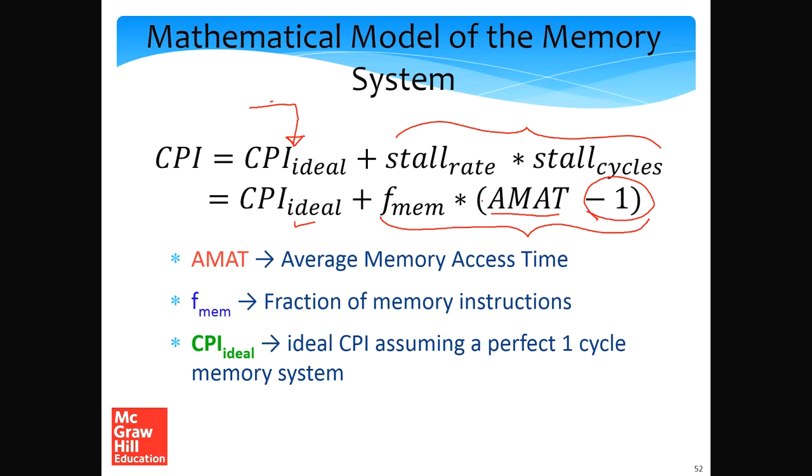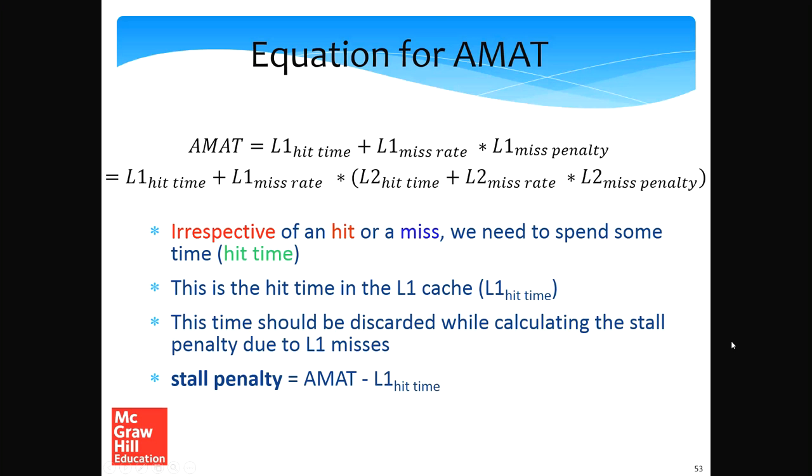One thing that we see is that as the fraction of memory instructions increases, the CPI will increase and the performance will go down. Similarly, if the memory access time increases, the CPI will also increase. Why will the memory access time increase? It will increase if there are more misses in the cache hierarchy. We need to go lower in the memory hierarchy and fetch data. This will increase our overall access time and our CPI, consequently making the processor run slower. Now let's try to compute the average memory access time.